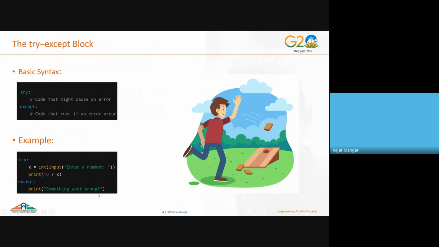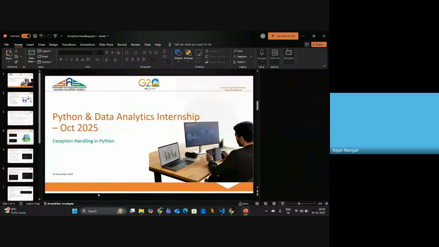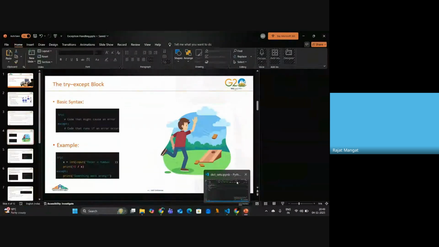Let's see it with an example in the code editor. Suppose we are having a try block. As I told you, everything should be written in the try block.